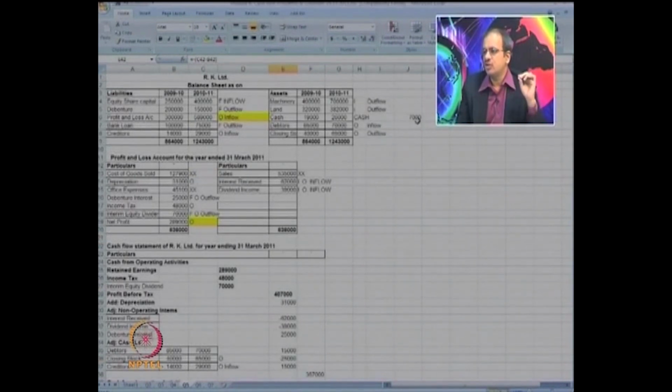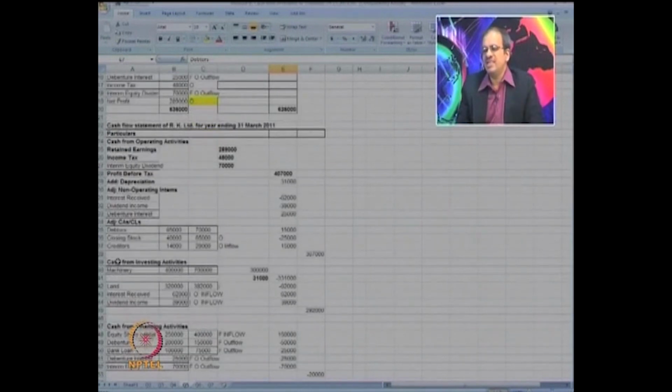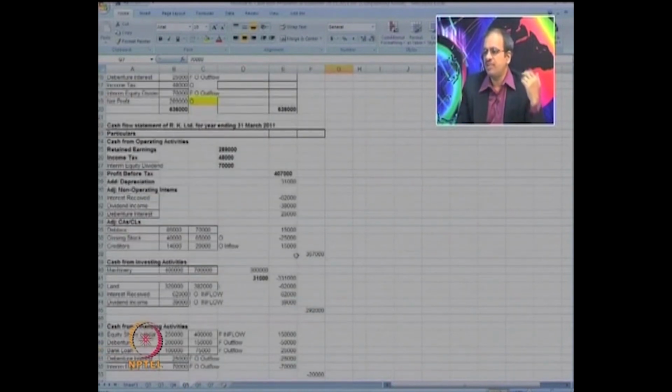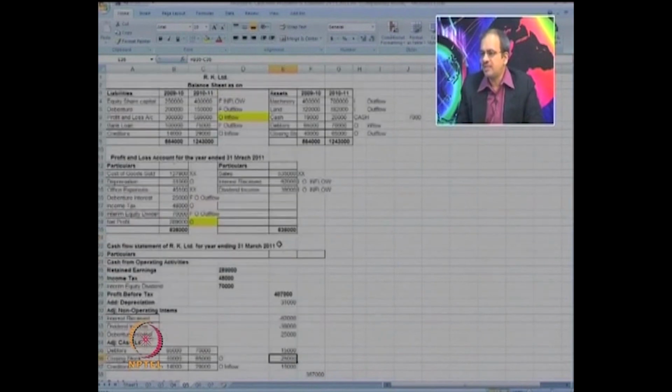Cash, you know there is a difference of 7,000 that will come in the end. Debtors and closing stock, this represents CA and CL. So, we have taken them in the operating items. The debtors balance has decreased, you can see from 85 to 70. So, it represents an inflow, whereas closing stock balance has increased, which represents an outflow. So, we have taken all items from here.